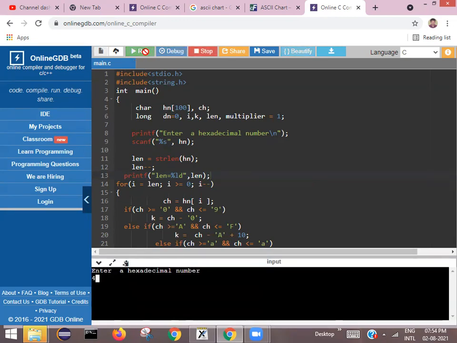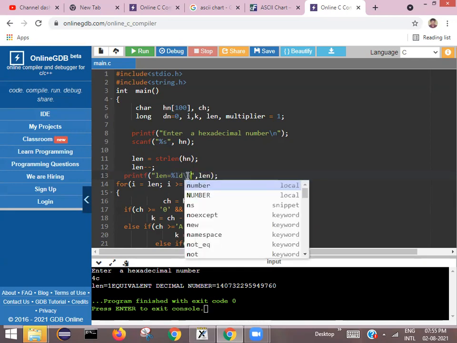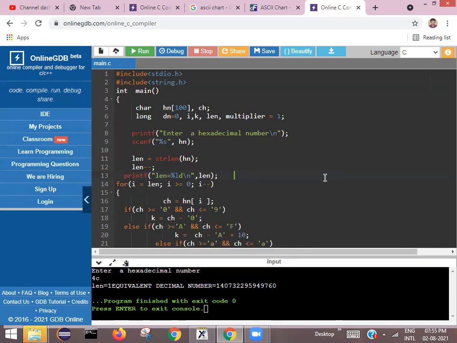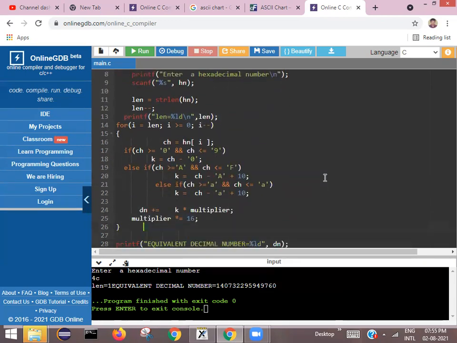So 4C, no, length is equal to 1. Okay, your length value is 1. Anyhow, new line. Then for lowercase letters, is it okay? Yeah, here it is the problem.